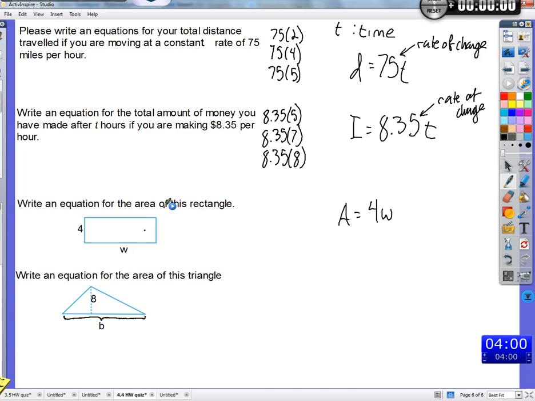Let's do the same thing with the triangle. The area of the triangle. There's an 8 there and there's a B.